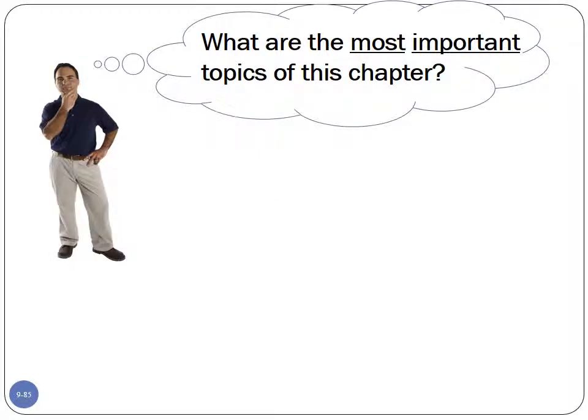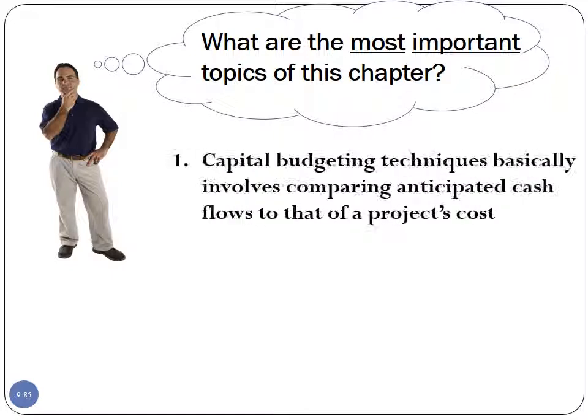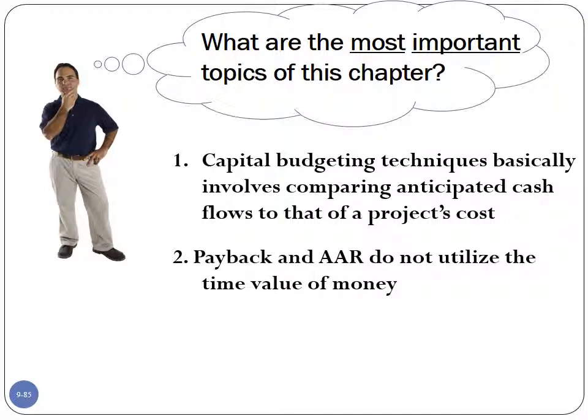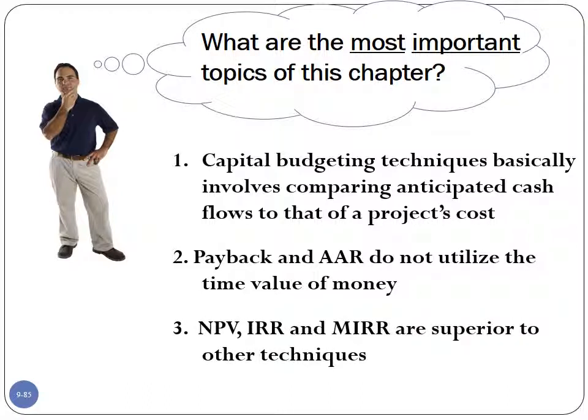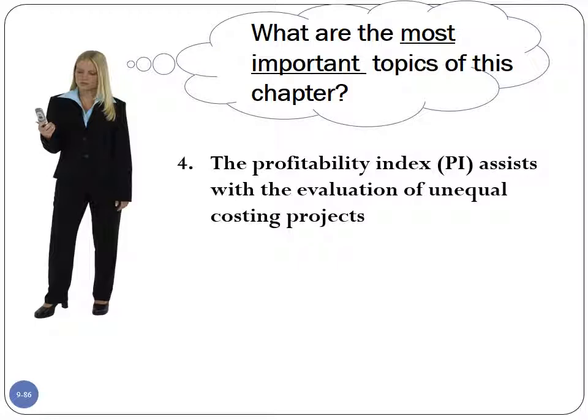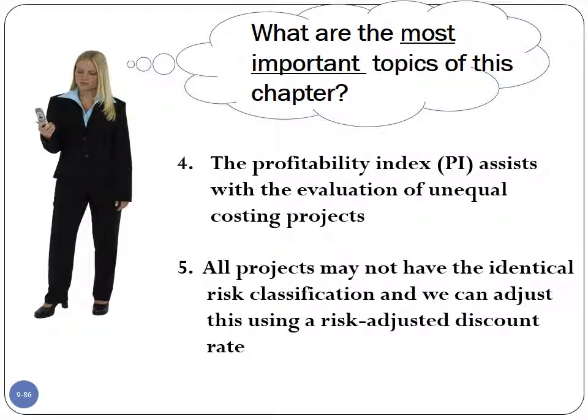So what are the most important topics of this chapter? Capital budgeting techniques basically involve comparing anticipated cash flows to a project's cost. Payback and average accounting return do not utilize the time value of money, whereas net present value, internal rate of return, and modified internal rate of return are superior to other techniques, and these should be the primary decision criteria that you use when selecting a project. The profitability index assists with the evaluation of unequal costing projects, but all projects may not have identical risk classifications, and we can adjust these using a risk-adjusted discount rate.